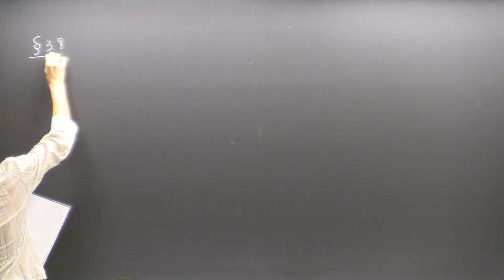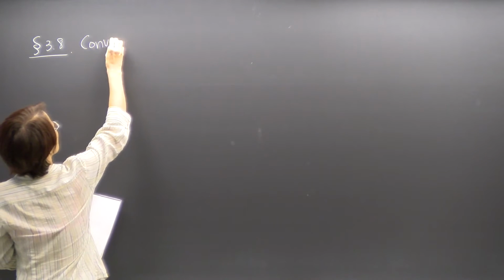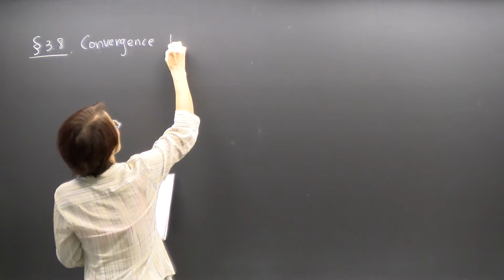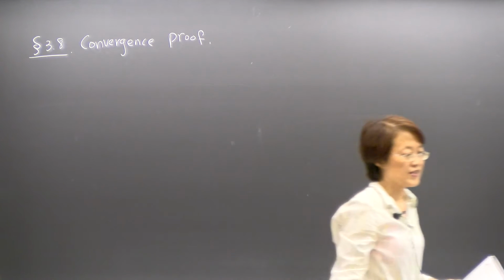Okay, so this is chapter 3.8. I will give you a proof for the convergence of this simplex algorithm. We'll specify what we mean by convergence here. So it's all about proof. I give you a lemma, I give you another lemma, I give you a theorem, and we try to prove it.